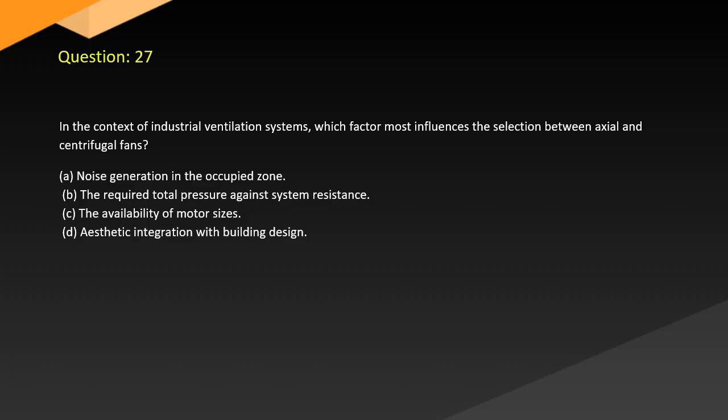Question 27. In the context of industrial ventilation systems, which factor most influences the selection between axial and centrifugal fans? A. Noise generation in the occupied zone. B. The required total pressure against system resistance. C. The availability of motor sizes. D. Aesthetic integration with building design.